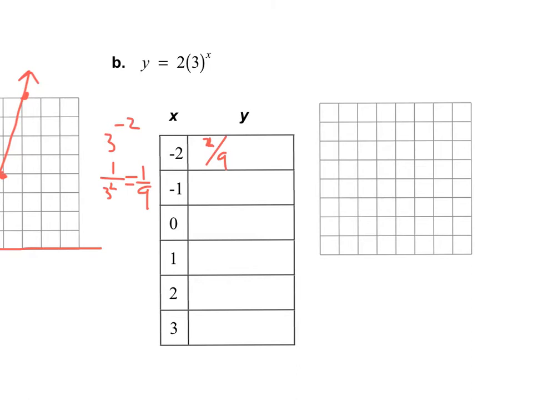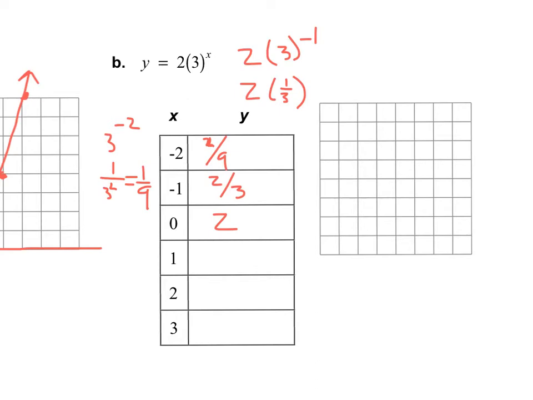So let's put this one together with a -1. So I have 2 times 3 to the -1 power. Remember, 3 to the -1 power tells me to flip and make it 1 over 3. So I have 2 times 1/3. 2 times 1/3 is 2/3. And it just gets easier from there. Anything to the 0 power is 1. So this part right here would be 1. And then 1 times 2 is going to be 2.